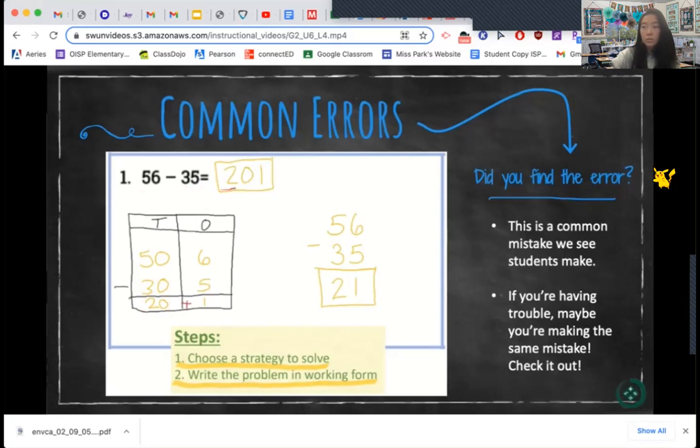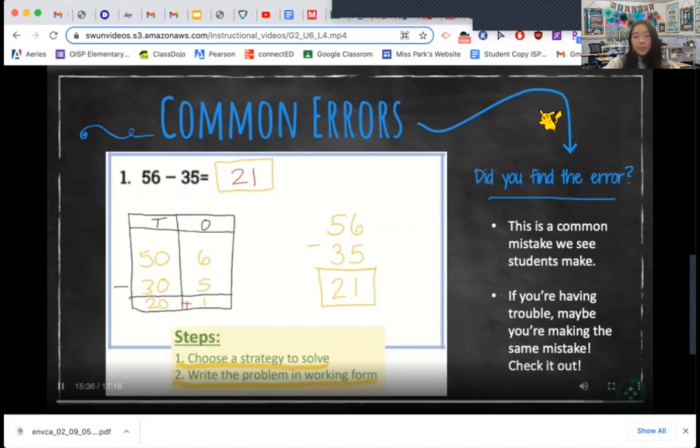Oh, they wrote 201. But I see what happened. They wrote it as 20 and 1. But this is not how we write 21. This is how we write 201. So I need to erase this and instead write this as 21. So there will be a 2 in the tens place and a 1 in the ones place.